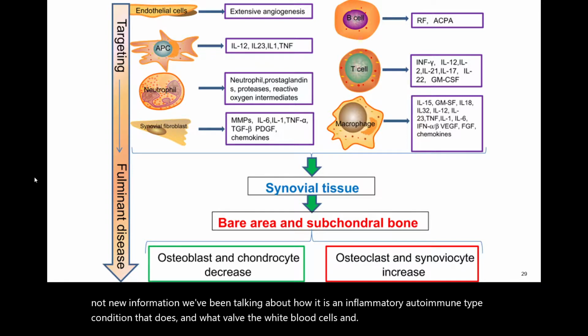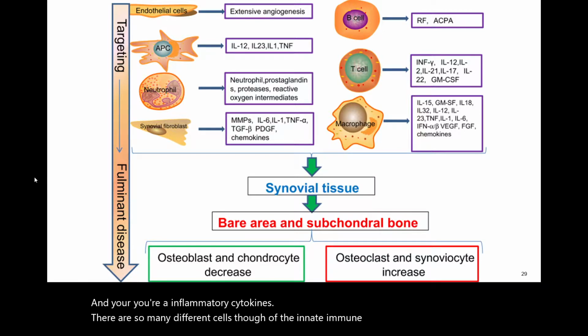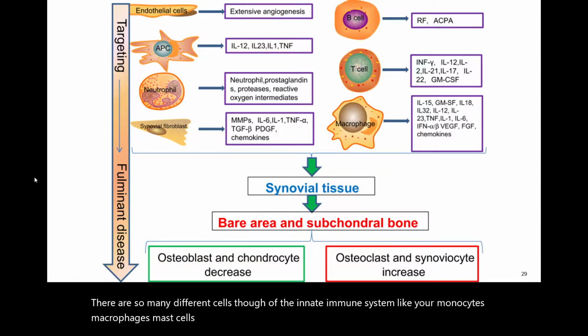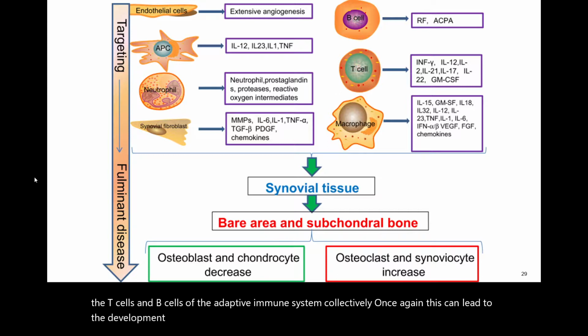and your inflammatory cytokines. There are so many different cells, though, of the innate immune system, like your monocytes, macrophages, mast cells, dendritic cells, and so on, that contribute in addition to, I mentioned the T cells and the B cells of the adaptive immune system. Collectively, once again, this can lead to the development of disease.